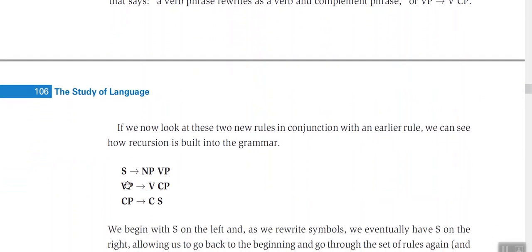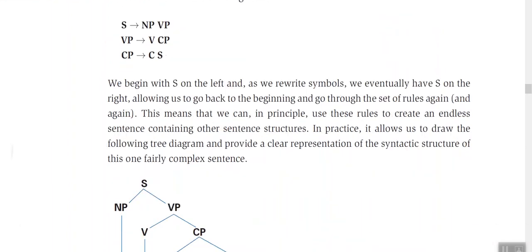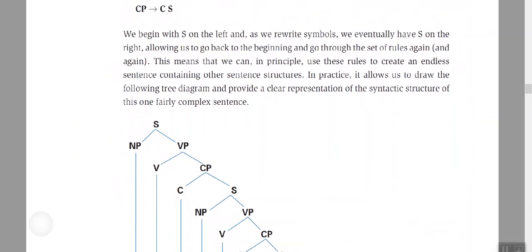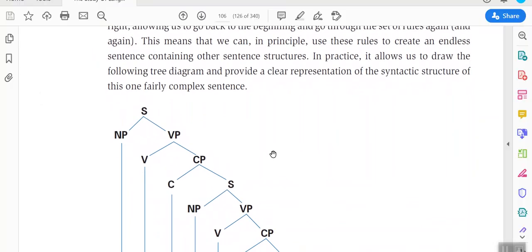In this way, we have here sentence, noun phrase, verb phrase. Noun phrase, verb phrase. In the verb phrase we have what? We have verb and CP. And CP, what? We have complementizer and sentence. This is simple. We will see this. I hope it's clear here. I need to make it small, right?